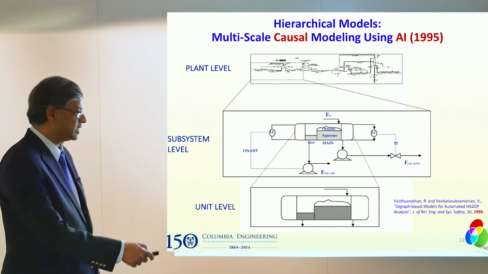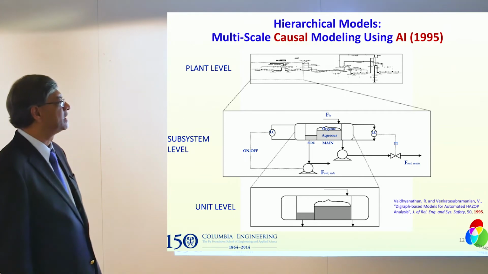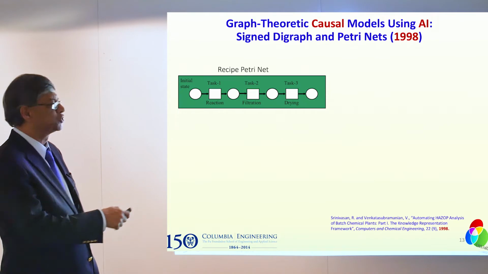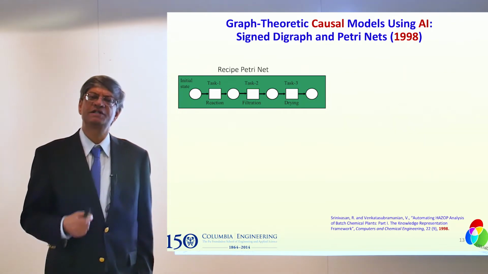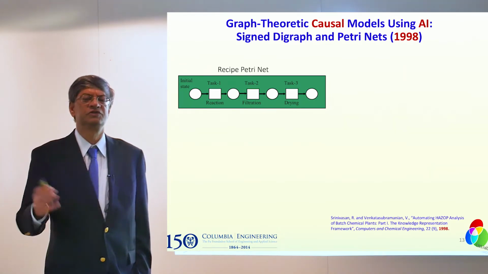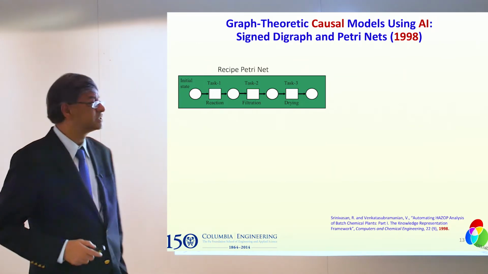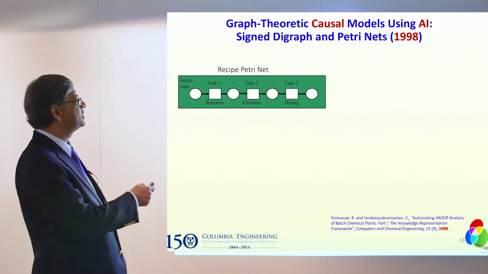So we demonstrated how to do these things in 1995, and then we also showed how to combine these things with recipe-based approaches, for example, which is useful in startup and shutdown of chemical plants or in batch processes. And so here is a recipe Petri net.